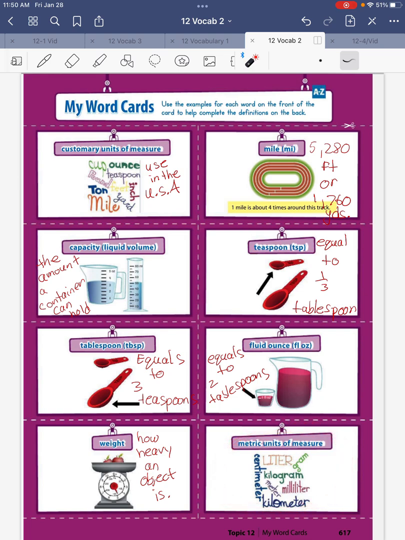Our next one is metric unit of measures. So we had customary unit of measures, now we have metric unit of measures. We have our centimeter, kilogram, liter, gram, milliliter, kilometer. This is mainly just used by scientists. So that's the first page.